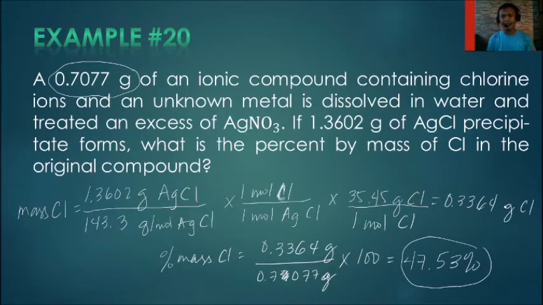Kung titignan natin, bakit kinuha natin yung mass ng chlorine doon sa mass ng product? Because the silver chloride, although that is a product, namumuo naman yan. So, it is in a solid form na pwede nating maging basehan para makuha yung mass ng mga reactants. Kaya madali lang natin nakuha agad, dahil ito nga yung limiting reagent, itong ionic compound. And then, i-divide na lang natin yan sa mass ng ionic compound na 0.7077, and you will get 47.53% ng chlorine ang meron doon sa original na ionic compound.